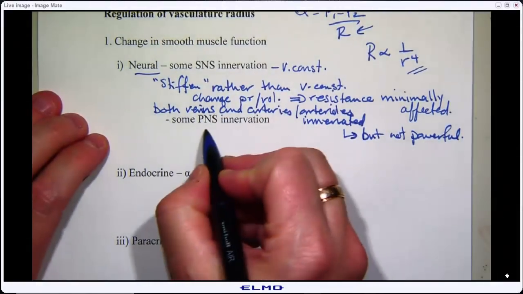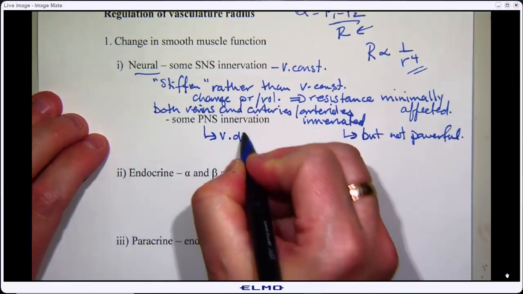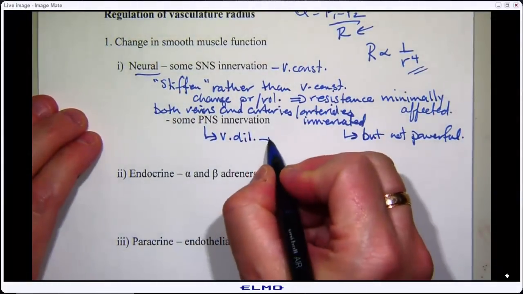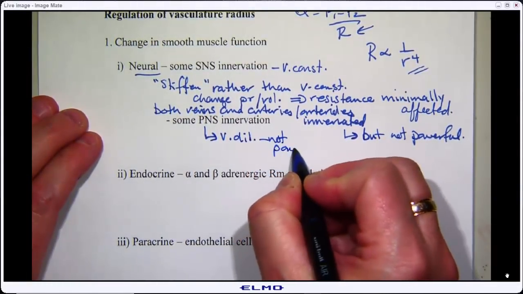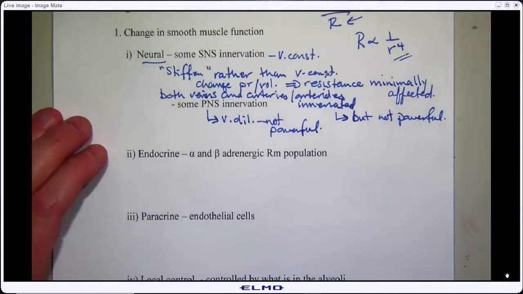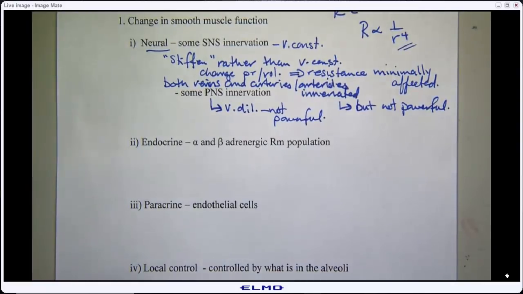We have some parasympathetic nervous system innervation. This would cause vasodilation or a reverse change in the pressure volume relationship, but again, it's not powerful. I can't think of a situation where it would be a great idea to help the body out of a problem by decreasing flow to the lung, because essentially that would reduce oxygen availability to the body.